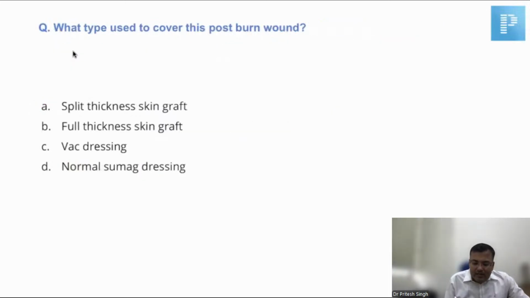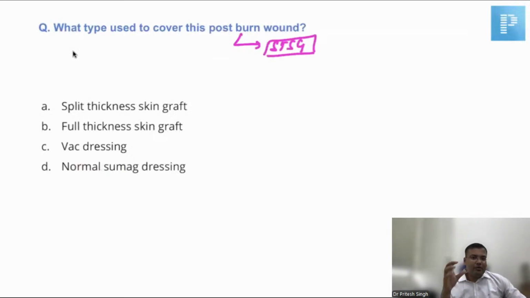Next, what type is used to cover this post-burn wound? Yes, so it was split thickness skin grafting. Usually full thickness skin grafting is done where cosmetic areas are involved and the patient has a small full thickness defect. Especially in a burn patient, we go for STSG, that is split thickness skin grafting.